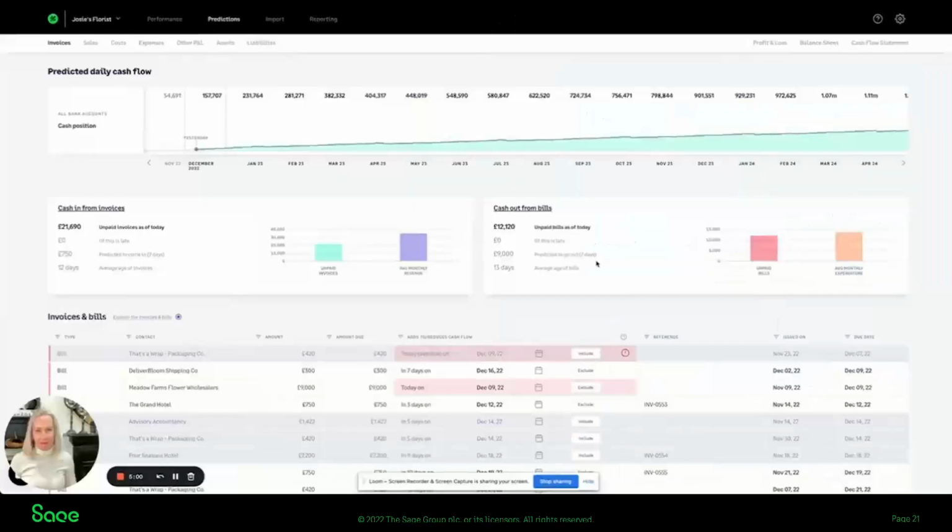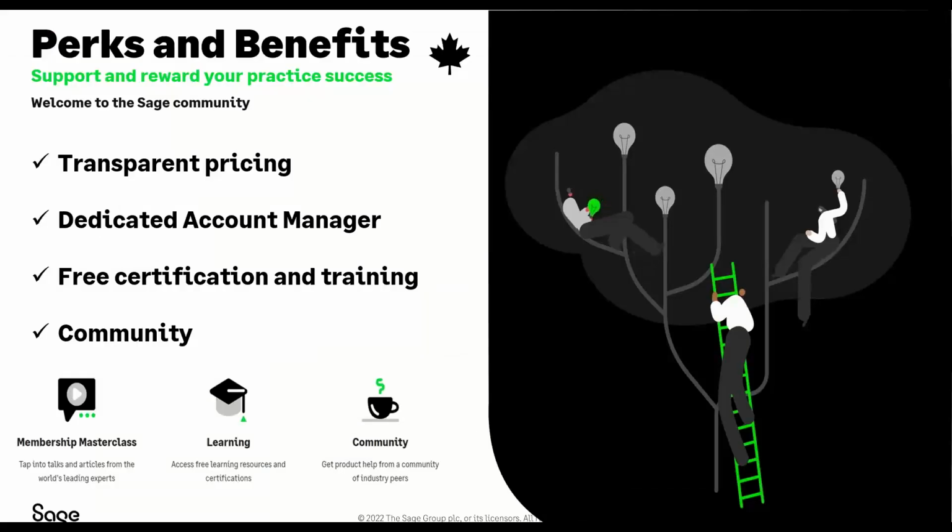That is pretty much what we have today on Sage for Accountants. Okay, so that is pretty much what we have on the tools that make Sage for Accountants.